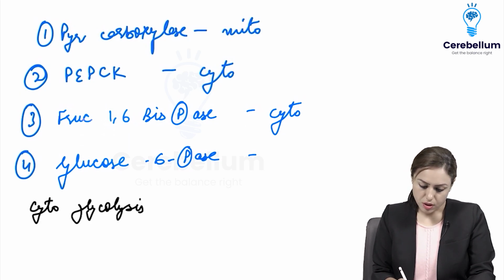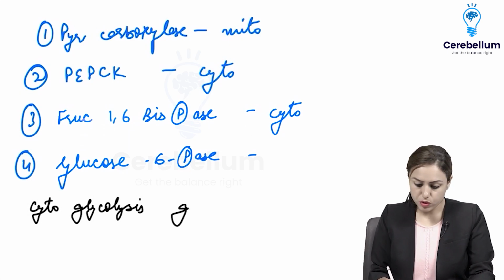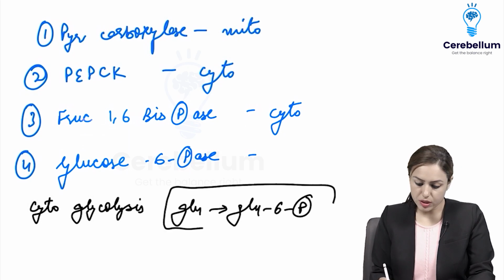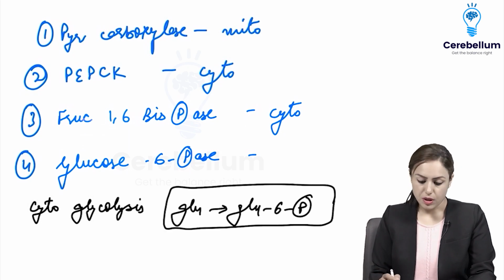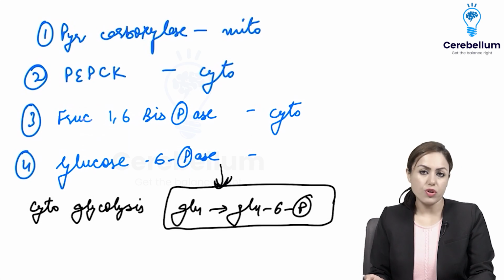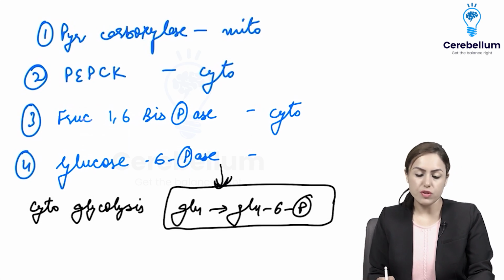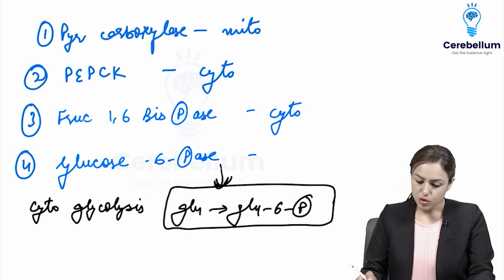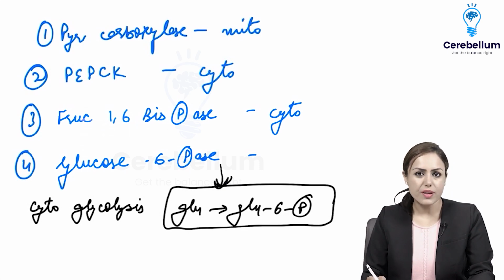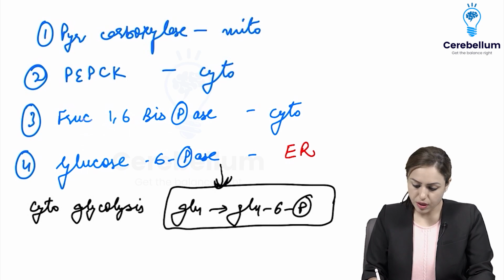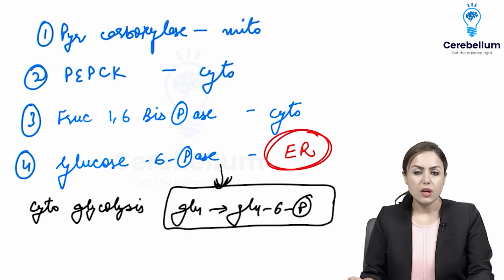to occur, and glycolysis wants to convert glucose to glucose 6-phosphate. Only then can this pathway occur, right? So this enzyme will reverse this reaction. Glucose 6-phosphatase will reverse this reaction. So that's why this enzyme is not kept in cytoplasm. This enzyme is present in the endoplasmic reticulum, in the membrane of the endoplasmic reticulum.